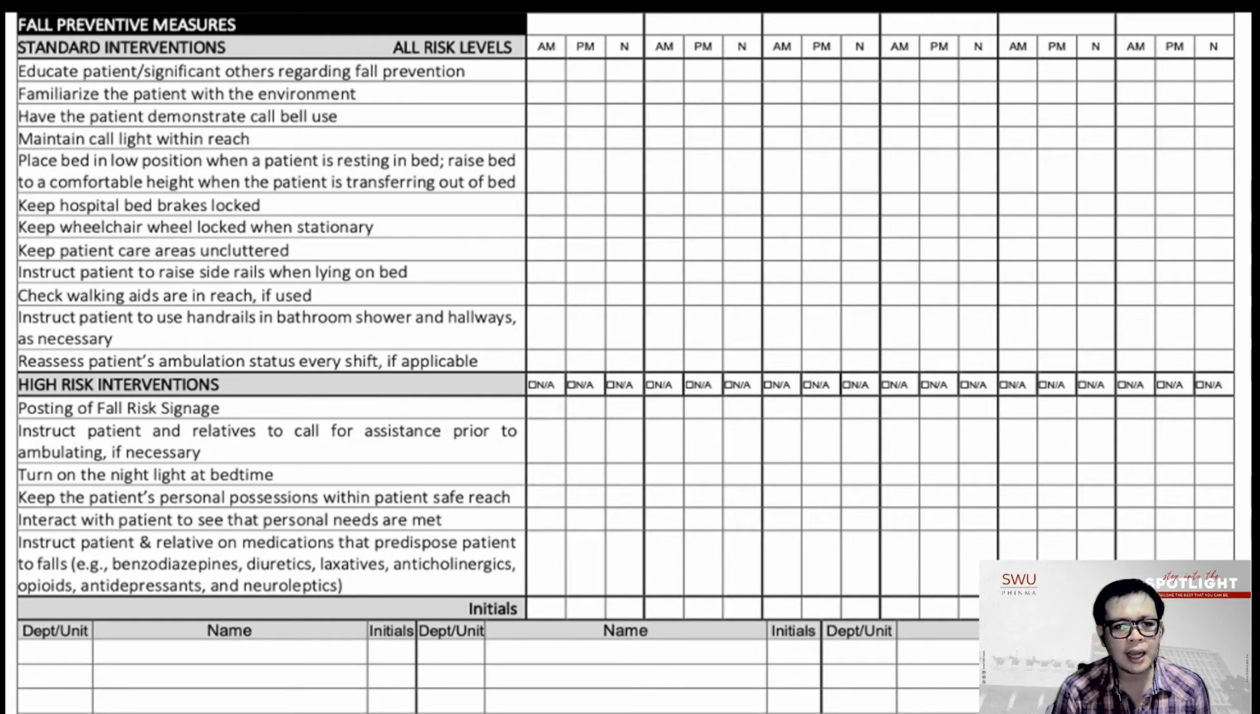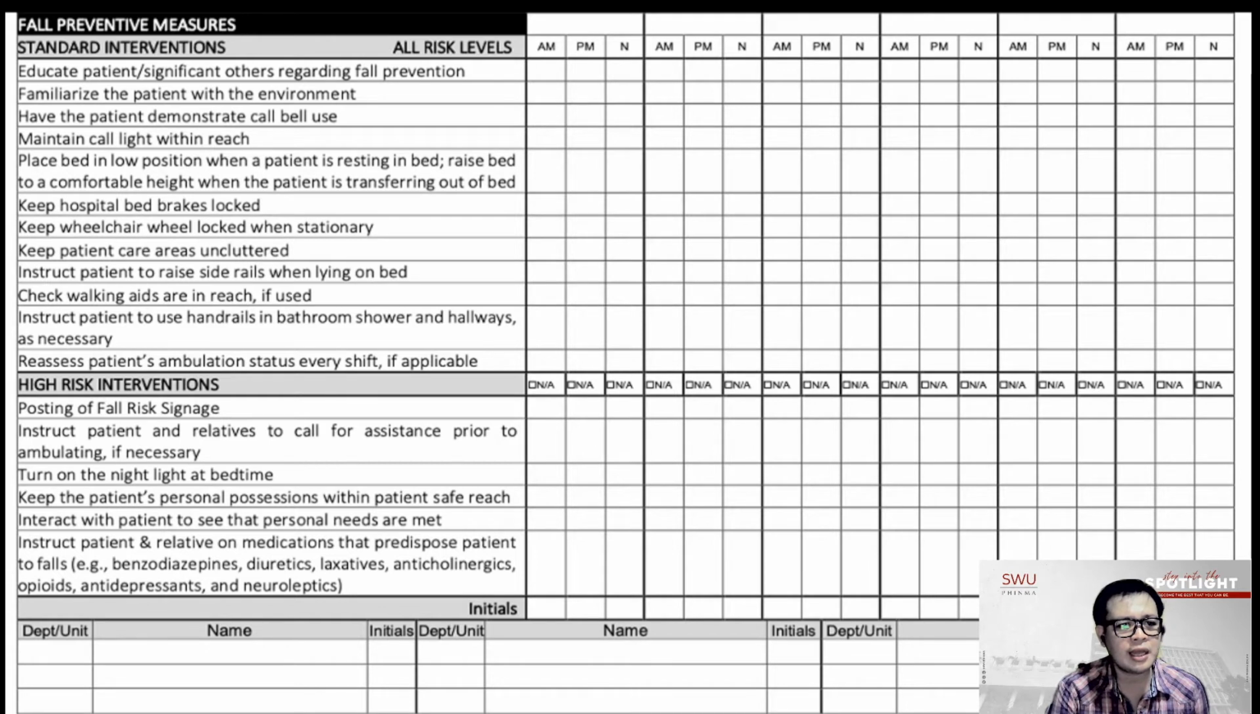Everyone should comply with this particular criteria in checking your particular column for your respective shifts. So in AM, I'm going to check it, since I was able to educate my patient. And then familiarize the patient with the environment. I was able to educate the patient with the environment inside the room. Then I put a check mark.